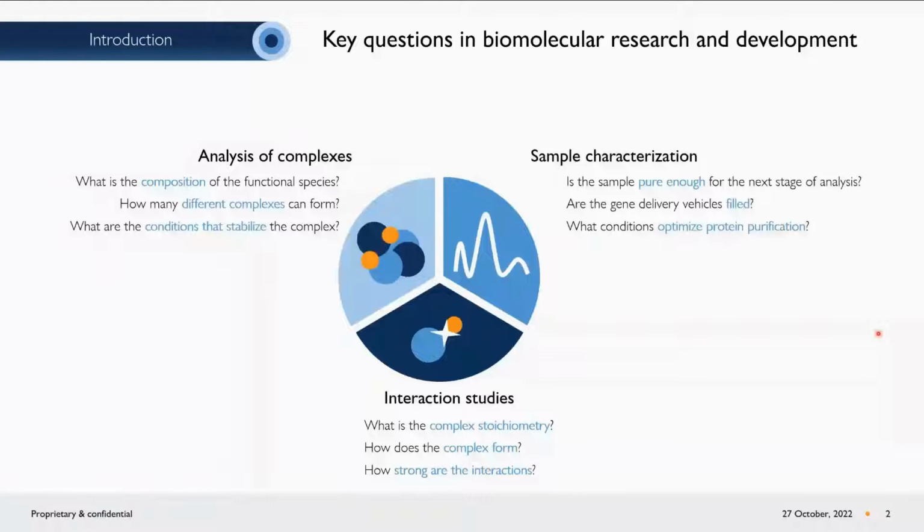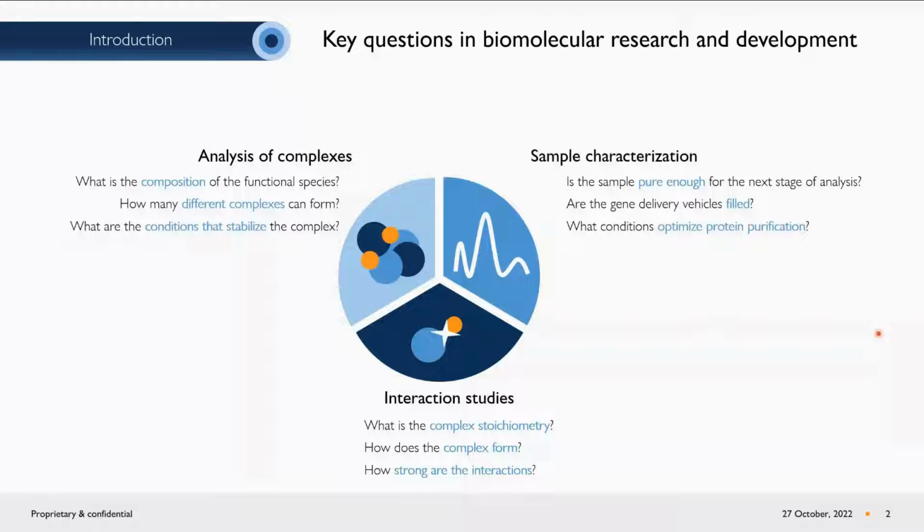At Refeyn, our mission is to transform analytical workflows in the life sciences and the biopharma industry using the power of light. And we want to answer key questions in biomolecular research and development, such as questions around sample characterization. Is the sample pure enough for the next stage of analysis? Are the gene delivery vehicles filled, such as AAVs? Or what conditions optimize protein purification?